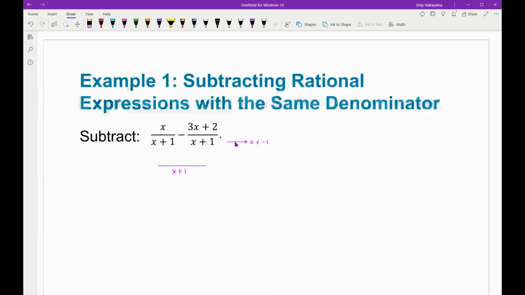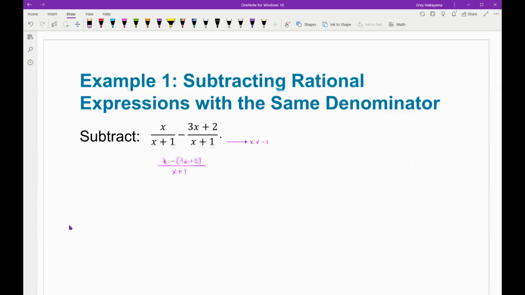So I have x plus 1 on the bottom, and on the top I'm going to have x minus, and what is the top of the second one is 3x plus 2. And I really want to put in these parentheses, y'all, because they are very important. Somebody's going to make a mistake of not distributing that negative to all of the numerator. That's where you're going to mess up if you mess up. So anytime you have subtraction in these problems, you're going to see me put a parenthesis in there.